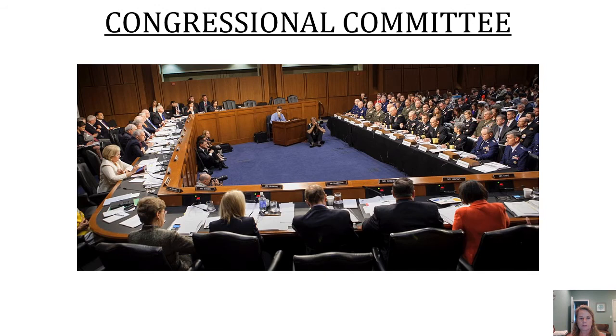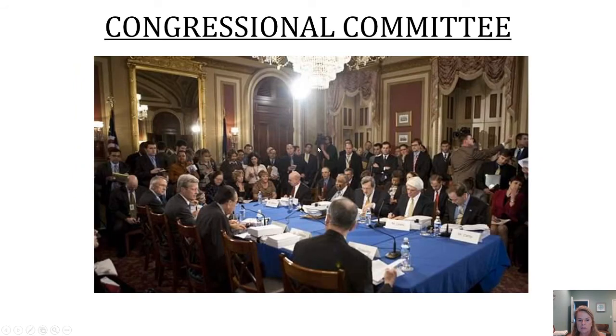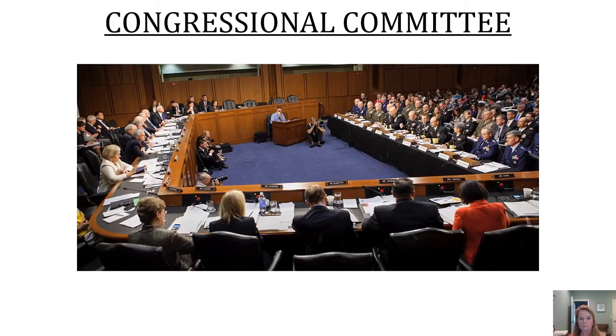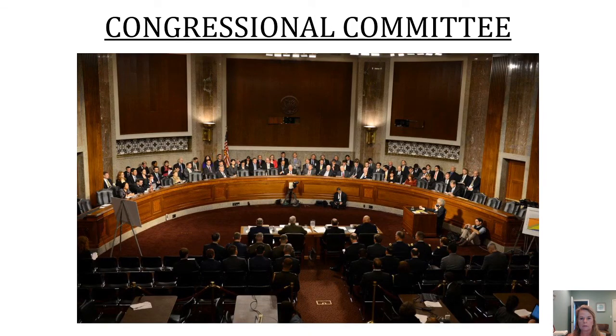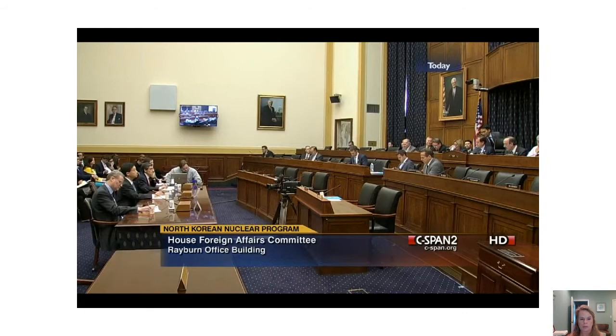Congressional Committee. These are just some pictures. So this is a committee right here. These are the people sitting at this table that are assigned to this committee. And they obviously have a bill that they're talking about and debating. Here's another. And every committee is not the same size. Some committees are smaller, some committees are larger. So just some different pictures for you there.